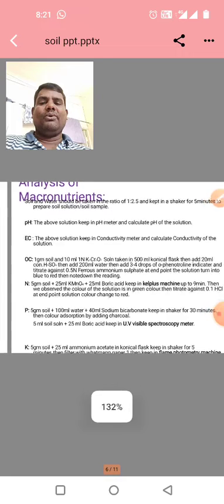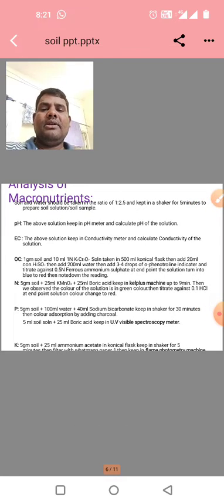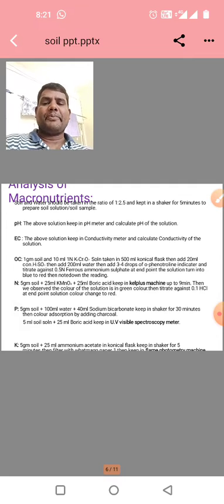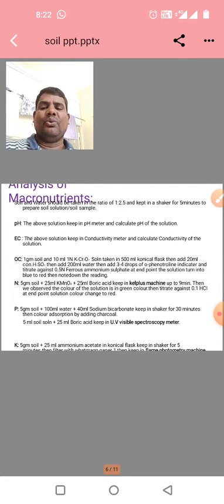Analysis of macronutrients. Soil and water should be taken in the ratio 1 to 2.5 and kept in a shaker machine for 5 minutes to prepare the soil solution or soil sample. From this soil sample, we have to calculate pH, EC, OC, nitrogen, phosphorus, and potassium.